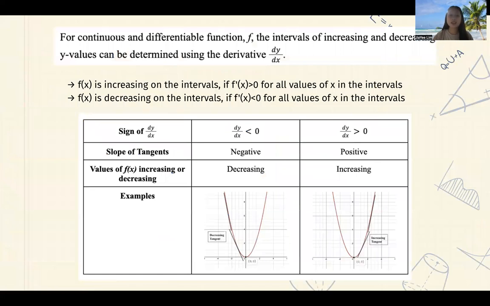For functions that are continuous and differentiable, the intervals of increasing and decreasing y values can be determined by using the first derivative test. If the first derivative f'(x) is larger than 0, f(x) will be increasing. Vice versa, if the first derivative of f(x) is smaller than 0, f(x) will be decreasing on the intervals. So by looking at the table, when dy/dx is smaller than 0, the slope of tangents will be negative. This indicates that f(x) will be decreasing. And when the dy/dx value is larger than 0, the slope of tangents will be positive. And this will indicate that the f(x) value is increasing.